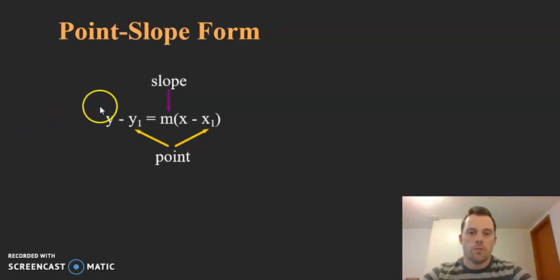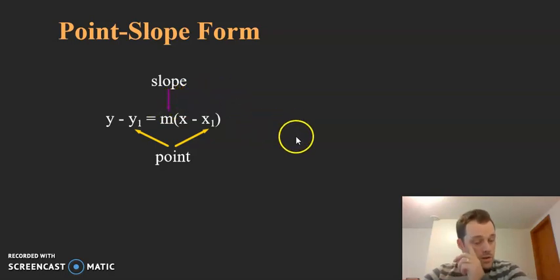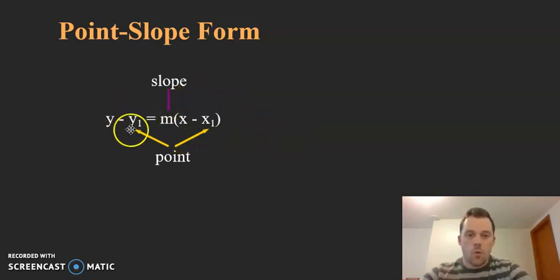So point-slope form is y minus y1 equals m times parentheses x minus x1. The y and the x are part of our equation, and then we take any point on our linear function and plug that in for x1 and y1. So we substitute those in, and we substitute our slope in front of this quantity here, and multiply that by the slope.